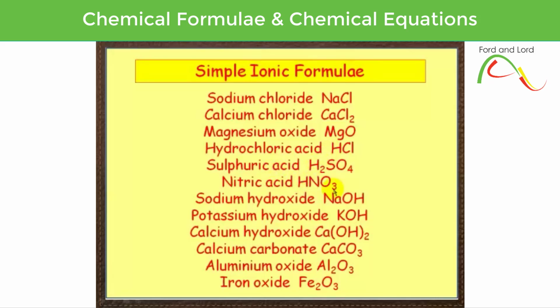Now the OH group, OH is the hydroxide group. So sodium hydroxide, potassium hydroxide, calcium hydroxide. CO3 is carbonate. The ATE here tells you there's oxygen present. See that? So carbonate is carbon oxygen. Aluminium oxide, just the oxygen present there, it's just oxide. Iron oxide, Fe2O3. Remember, you don't need to know at this point where these have come from, but in a short time I'll show you how to calculate these yourselves. Okay?